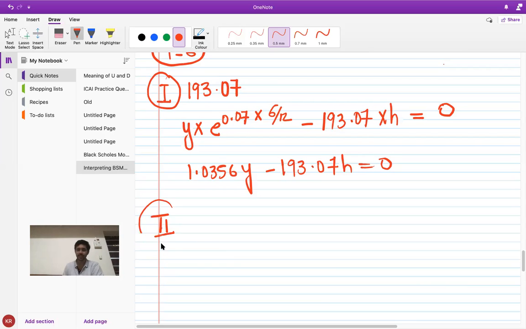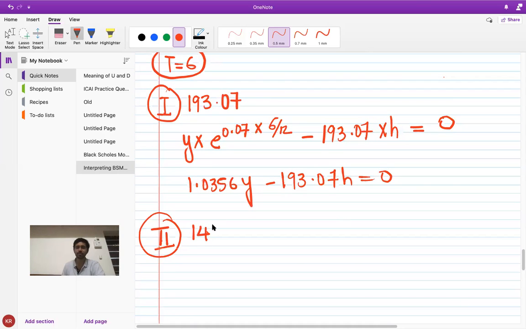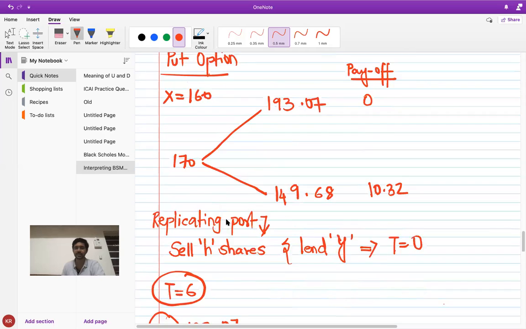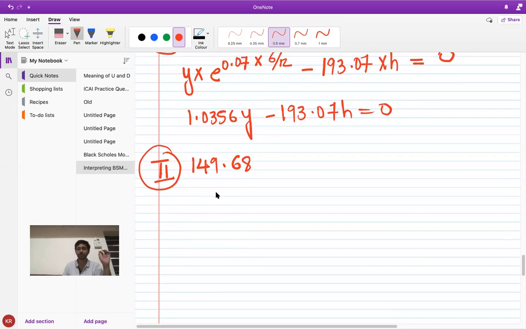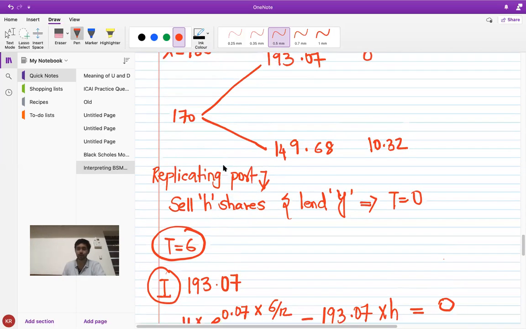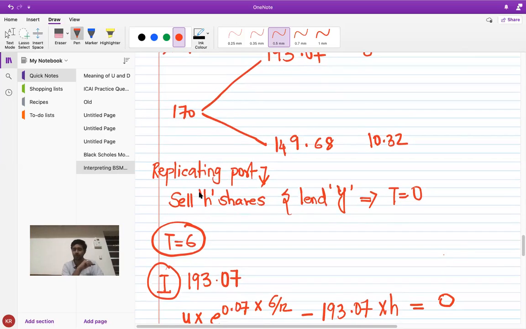There is also a second possibility that the share price will be 149.68, if I'm not wrong, right? When the share price is 149.68, what is the payoff of this replicating portfolio? So what will happen is the amount that I lent today, which was equal to y, that person is going to repay it back to me along with interest.